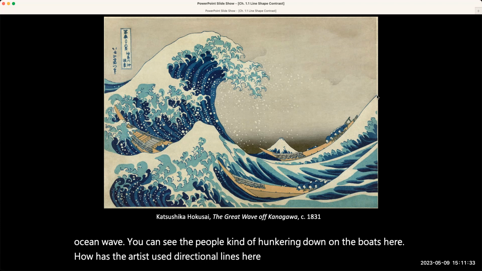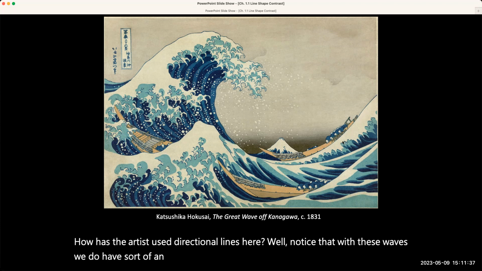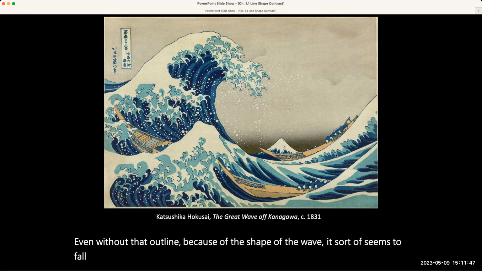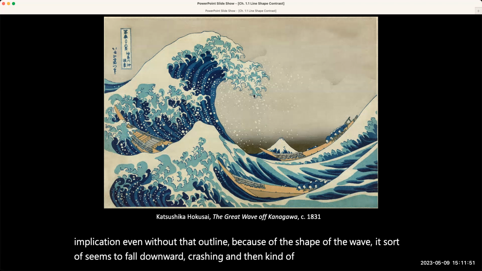Well, notice that with these waves, we do have an outline here, right? But we have this implication even without that outline because of the shape of the wave. It seems to fall downward, crashing, and then curl back upward and over to create the wave here.